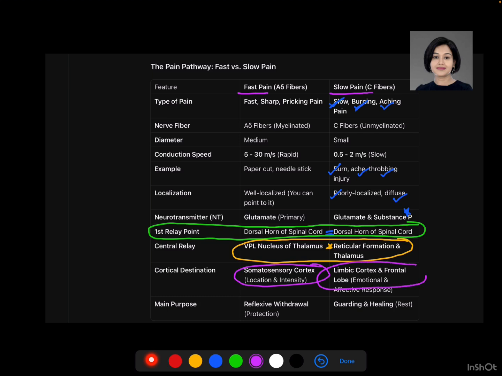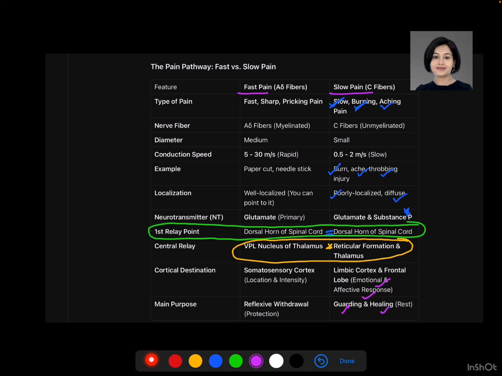Here the limbic cortex and frontal lobe are involved. And because there is involvement of the limbic cortex and frontal area, this is also known as emotional and affective response. You know that the limbic cortex is involved in the emotional response, the frontal lobe in the affective response. So when you are feeling pain, you are also feeling sad, you are also feeling anxious. That part comes from the limbic cortex and frontal lobe of the slow pain. The main purpose is guarding and healing.